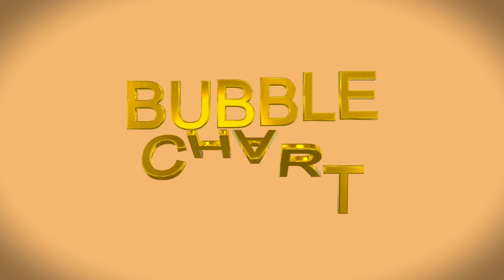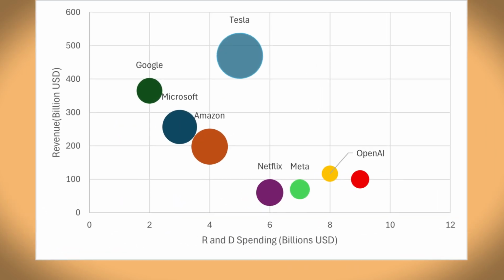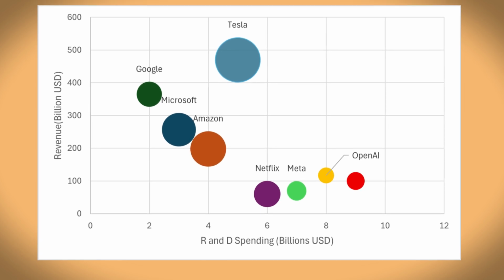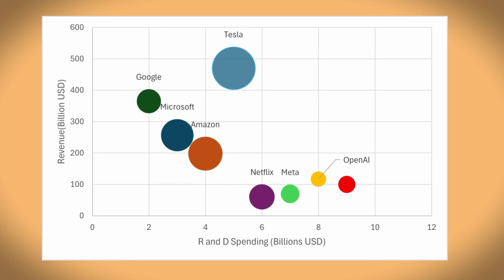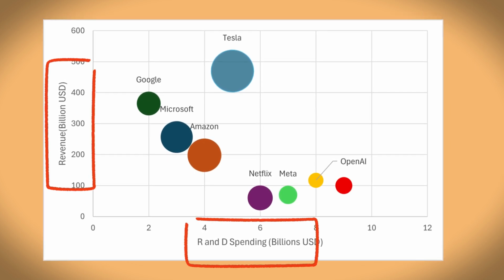Hello everyone, in today's tutorial I'm gonna show you how to create a bubble chart in Microsoft Excel like this. A bubble chart is a type of scatter plot where data points are represented by bubbles with their position determined by two variables and their size representing a third variable.